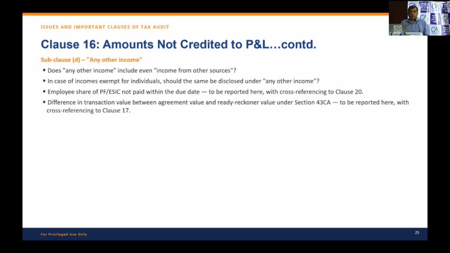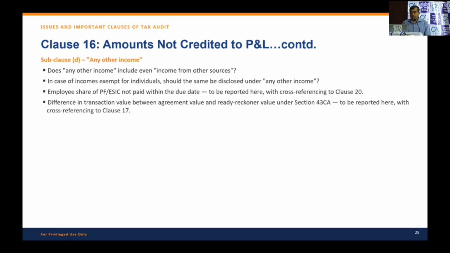Subclause D, any other income. Where do you stop for any other income? Does this include all and everything, being the income from other sources as well? The answer is, you should stop there. No, such incomes will not be reported here, because we are auditing for a business source. Items falling within that business chapter should be kept in mind while reporting under this paragraph. One should not go beyond that as far as this specific paragraph is concerned.